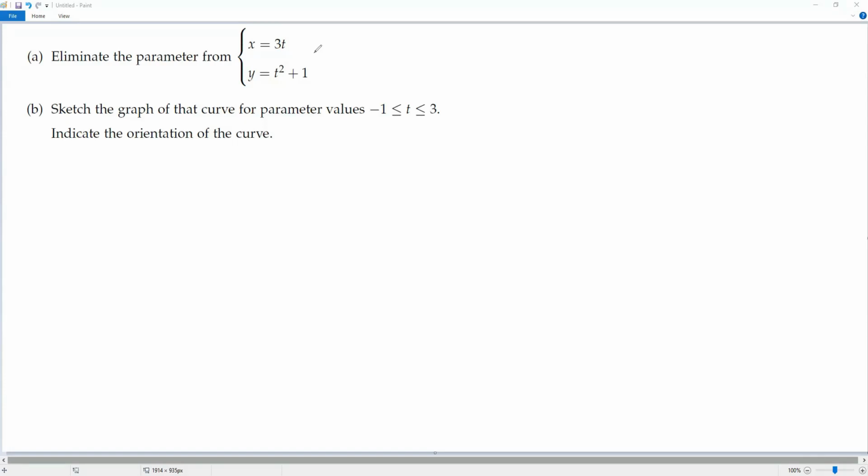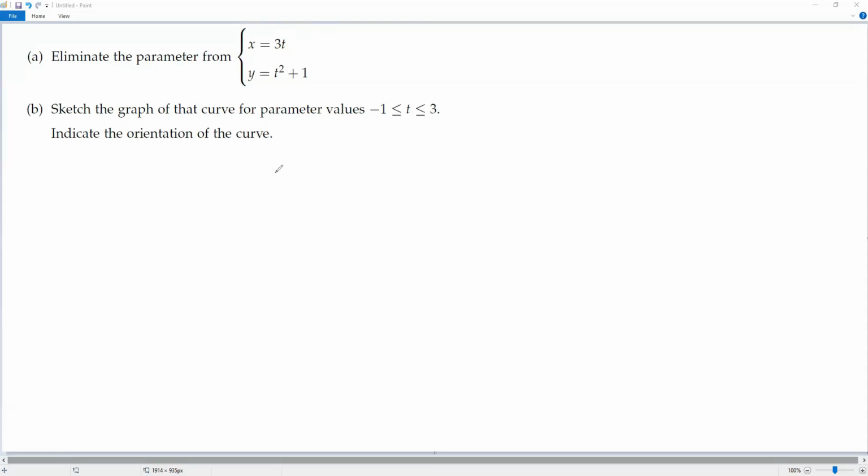Okay, to eliminate the parameter t, I have to solve one of these two equations for t. If I solve for t in the first equation, I'll be getting the value of t in terms of x. And if I solve for t in the second equation, I'll be getting the value of t in terms of y. Here I prefer the first equation because in the second equation, we have t square. If I try to solve for t, I will get a square root on the other side. So we may have a little trouble because of the square root. In the first equation, we don't have any exponent for t. We just have t. Easily we can solve for t. That's why I prefer the first equation.